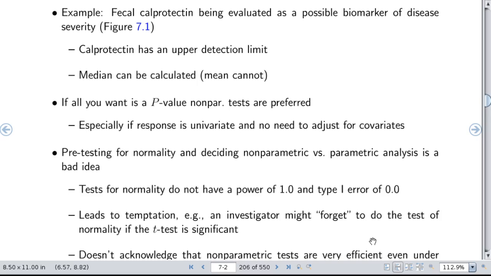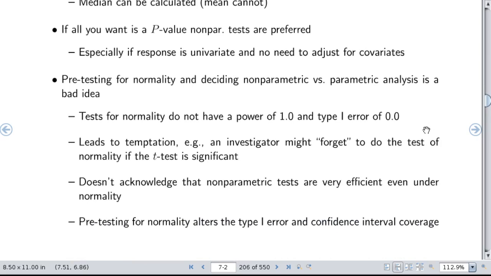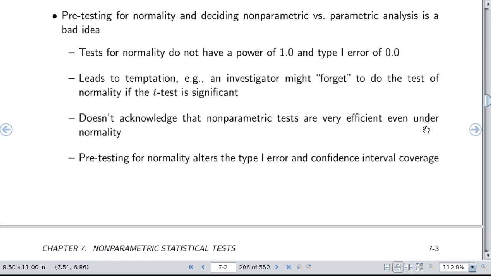So if all you want is a p-value, nonparametric tests are actually preferred to parametric tests. And that's especially true, as we hinted at earlier, if the response is univariate. In other words, you're not doing longitudinal data analysis, for example, and you don't have covariates to adjust for. Now, at this point, we have to cover a very common misconception in statistics, which is that you should be assessing assumptions of a method and doing something about it without taking special care. An example of that is assessing normality of the raw data and then deciding whether to do a parametric test if things appear normal, or to go with nonparametric otherwise.